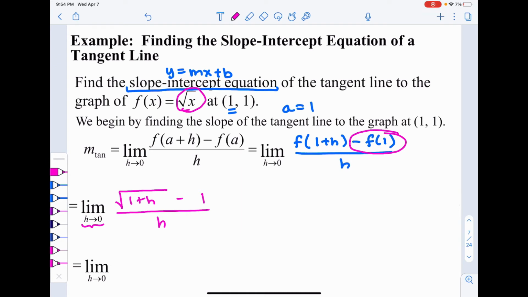I can't factor, but I do have something that can be rationalized. We'll go ahead and rationalize the numerator. That way we can kind of get some other pieces in the denominator and see if that simplifies down better. So if we rationalize that numerator, that means we're going to need the conjugate. So we're going to multiply by the square root of 1 plus h, and then we need a plus 1. And what we do to the top, we do to the bottom.